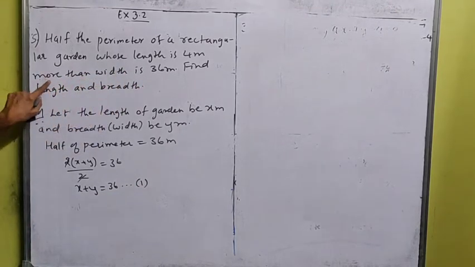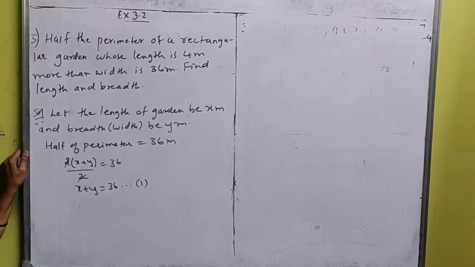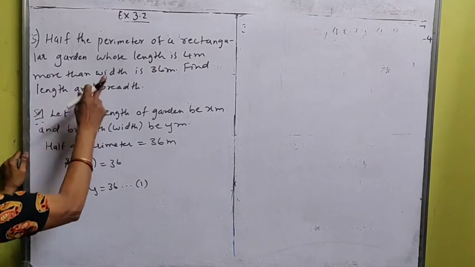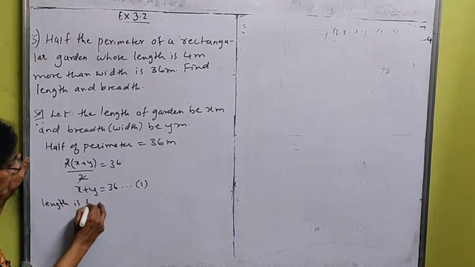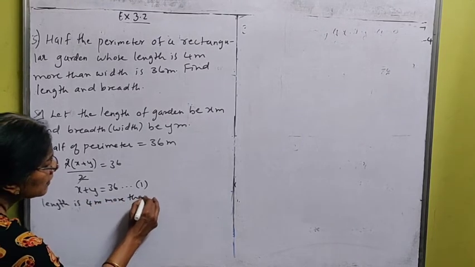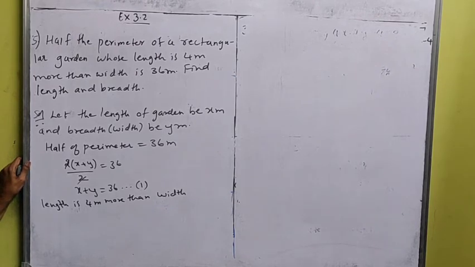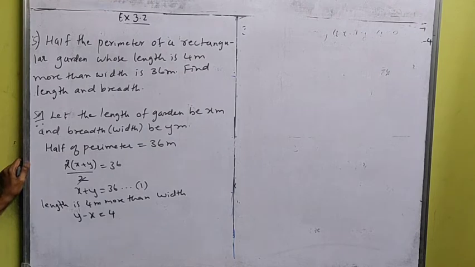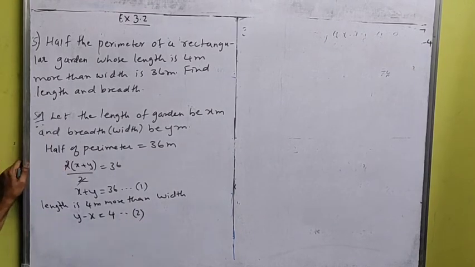Next, what is given? Whose length is 4 meter more than width. That means the difference between the width and the length is how much? 4. The length is 4 meter more than the width. So what you can say is that length is 4 meter more than width. What will happen now? x plus 4 will be equal to y, or you can write it as y minus x is equal to 4. This is your second equation. So what you got?